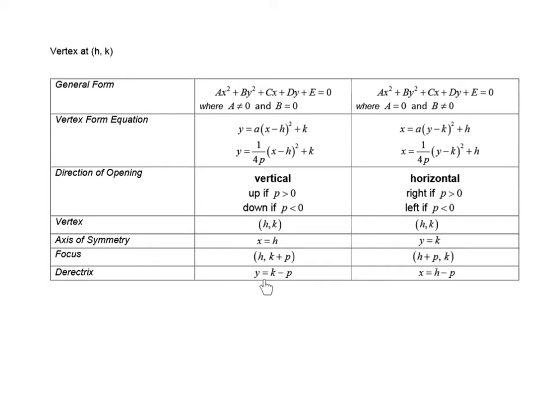For the directrix, for a parabola that opens up or down, y equals k minus p is going to be the equation for your directrix. And for the parabola that opens left and right, it's going to be x equals h minus p. So it depends. You have to pay very close attention when you're working with these left and right parabolas to make sure that you're not getting this confused with this.